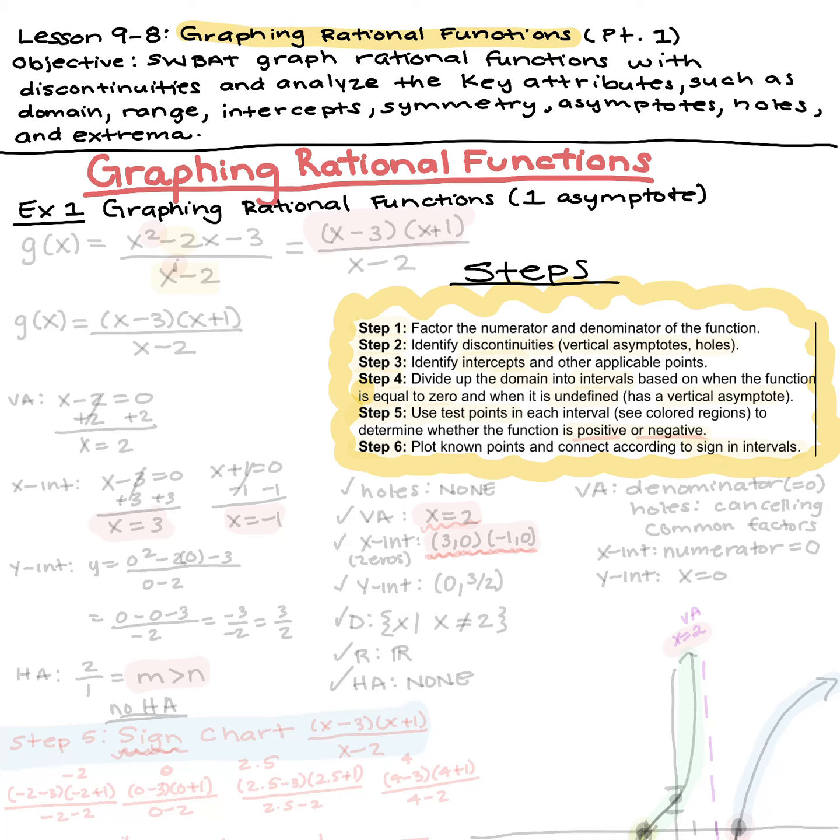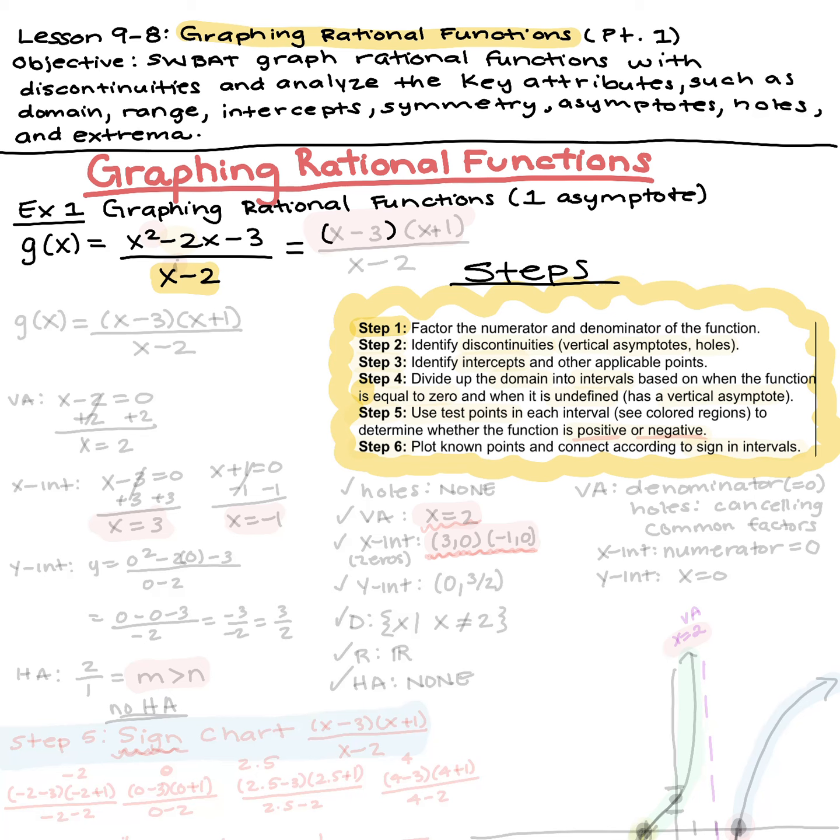So the first example that you're going to get is g of x equals x squared minus 2x minus 3 divided by x minus 2. If we follow the steps, the first thing it says is factor the numerator and the denominator of the function. So we have to factor these. Now, the denominator is already factored, so you don't have anything to do there, but we do have to factor the numerator.